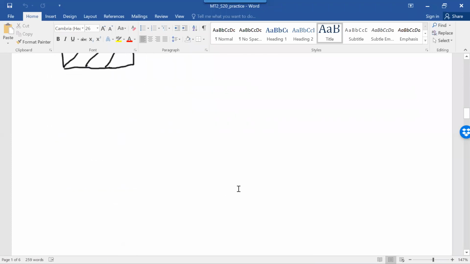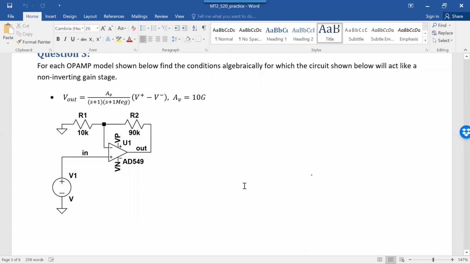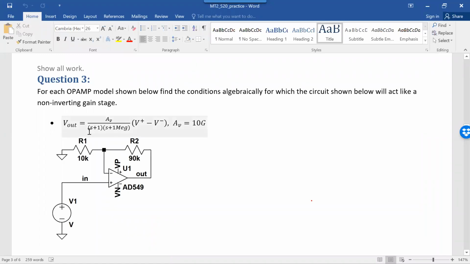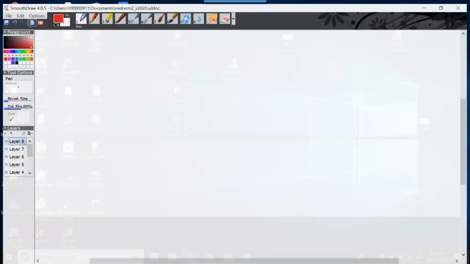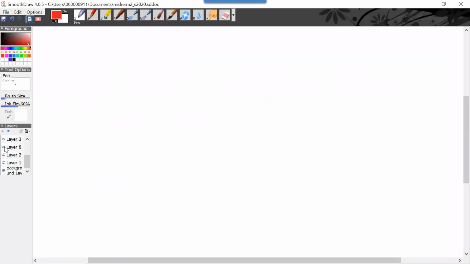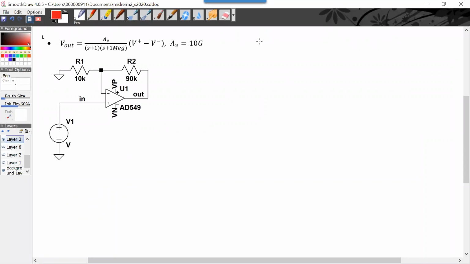So that's 1, 2. And basically we have an op-amp model in a non-inverting gain stage, and just find algebraically where that'll actually work like it was an ideal op-amp. I can go back here so you can just see what I was doing. All right. I know it might not be enough time, but I'll give you 5 minutes to contemplate this question.